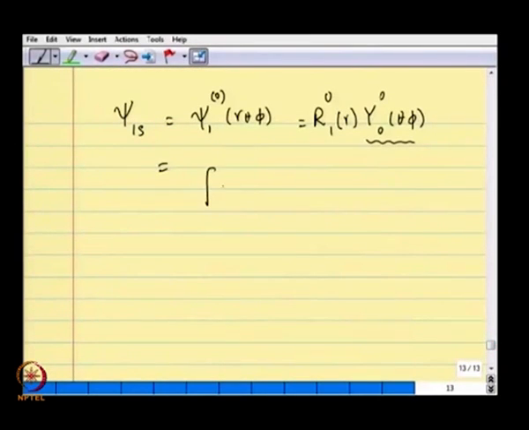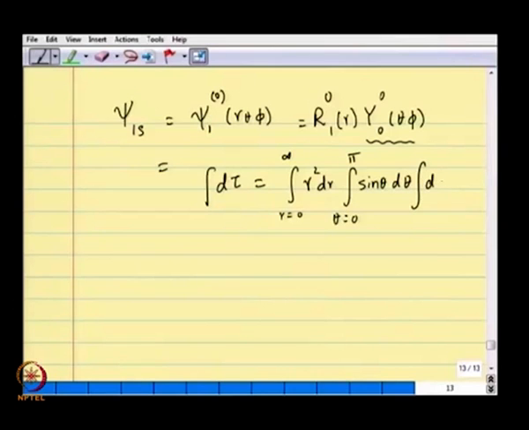The integral d tau is essentially r equal to 0 to infinity r square dr, integral theta equal to 0 to pi, sin theta d theta, and integral d phi. That is the coordinate integration one has to worry about.